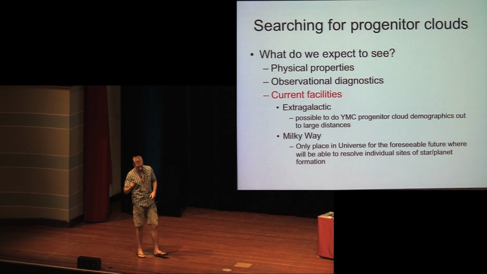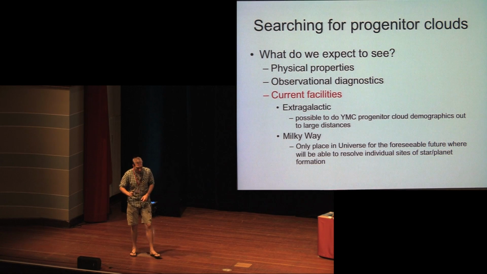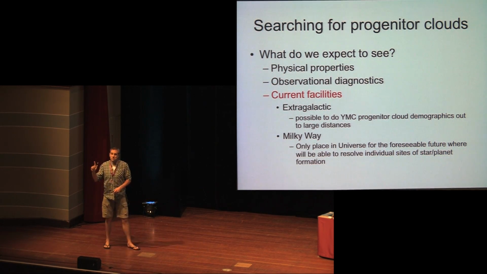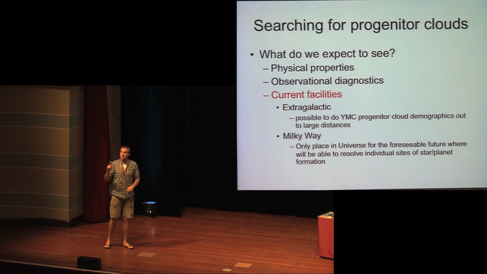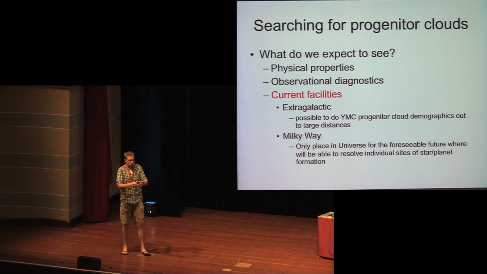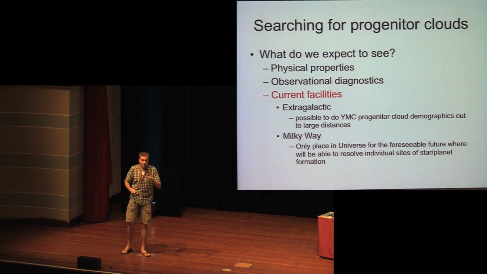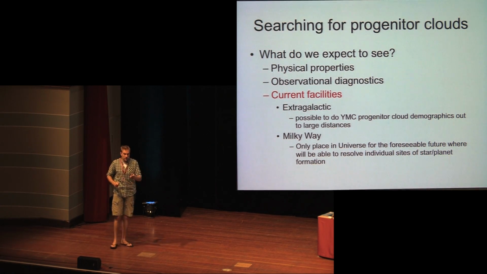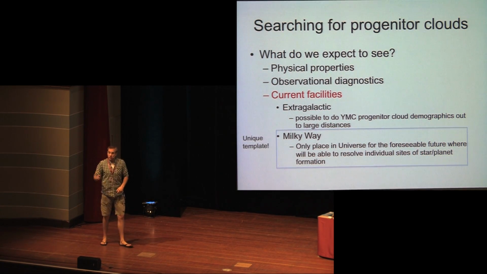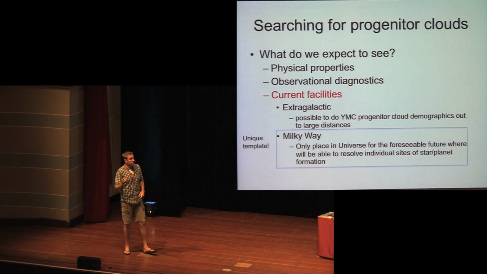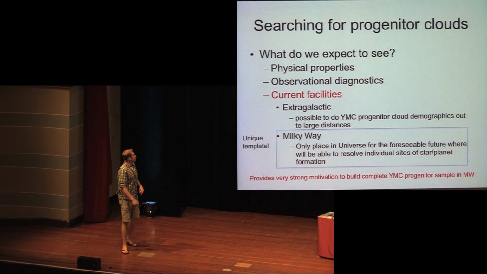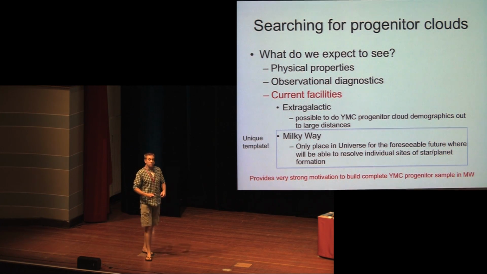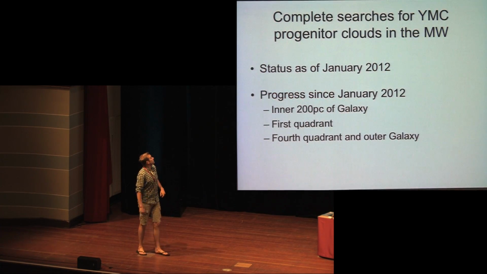But a very, very, very important point. The only place in the universe for the foreseeable future where we're going to be able to resolve individual sites of star and planet formation, so I'm not talking about the global properties, but the individual sites, is in our own Milky Way. And that's important. That makes this a unique template. It's the only place we're going to be able to do this. So this provides a really strong motivation to building up a complete YMC progenitor sample in our galaxy.